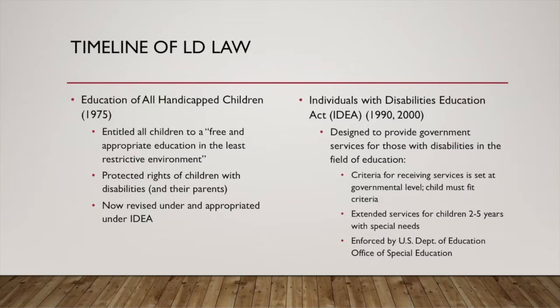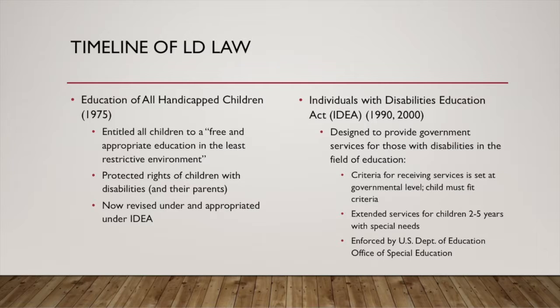Timeline of LD law. So, here are some major events that occurred with LD. The Education of All Handicapped Children Act, which was in 1975, entitled all children to a free and appropriate education in the least restrictive environment, so FAPE and LRE, protected rights of children with disabilities and their parents. It's now revised and appropriated under IDEA.